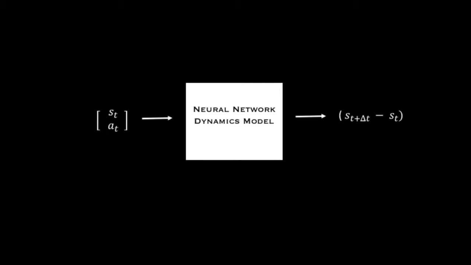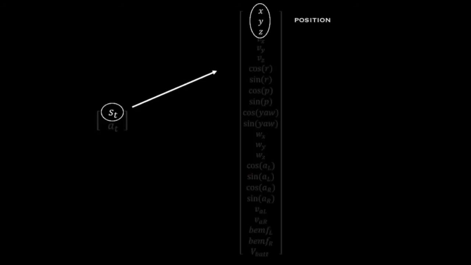We implement the dynamics model as a multi-layered neural network consisting of 2 hidden layers, each of dimension 500. This function takes as input a state and an action, and outputs the state difference that occurs over the time step duration delta t. We define the state as follows.